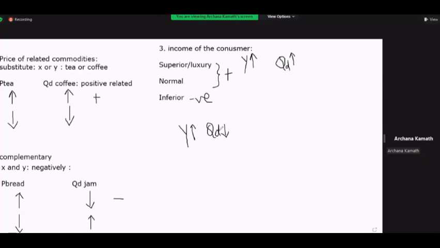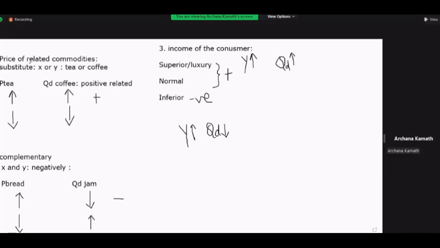So positive relationship with normal and superior commodity, negative relationship. You will cut down consumption of cycles. You will cut down the consumption of other inferior commodity, etc. when your income increases. So that kind of commodity is known as inferior commodity. Am I clear with this?